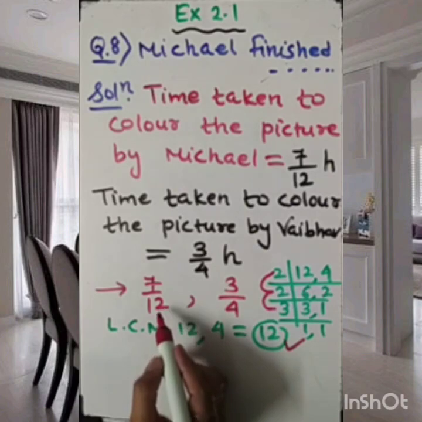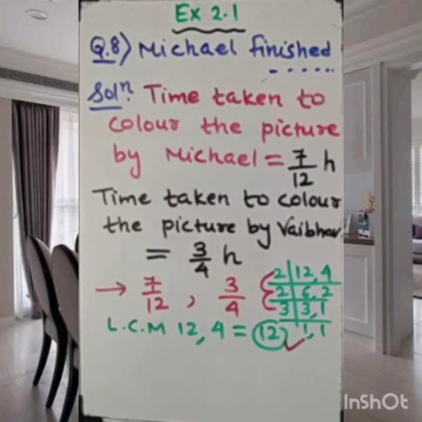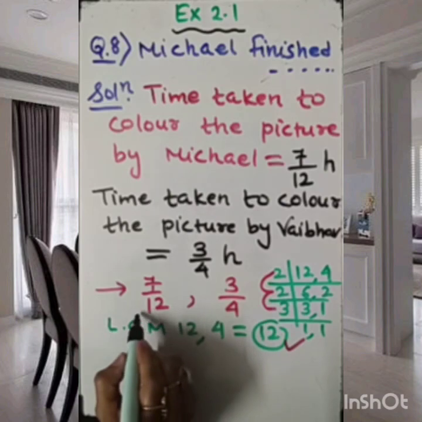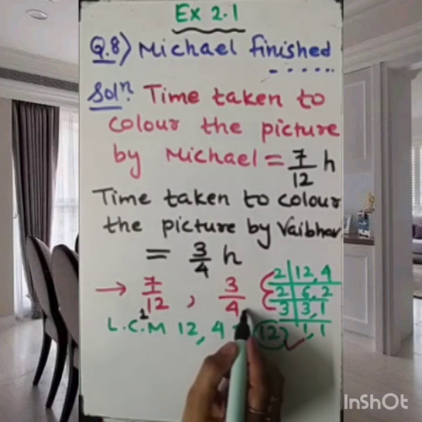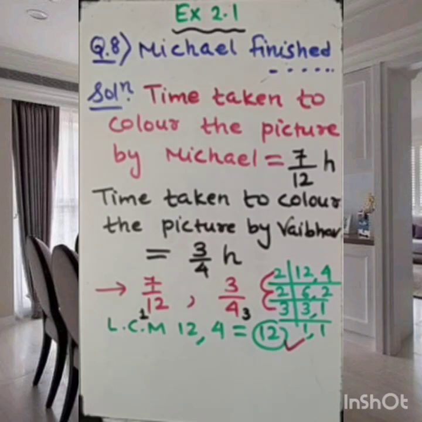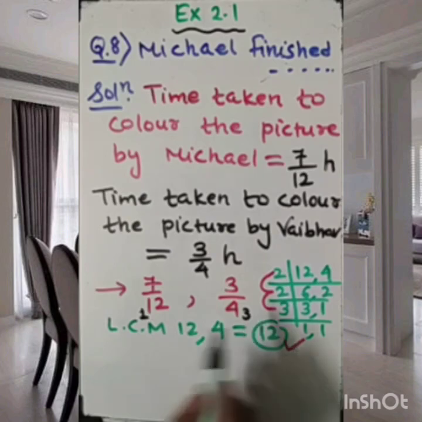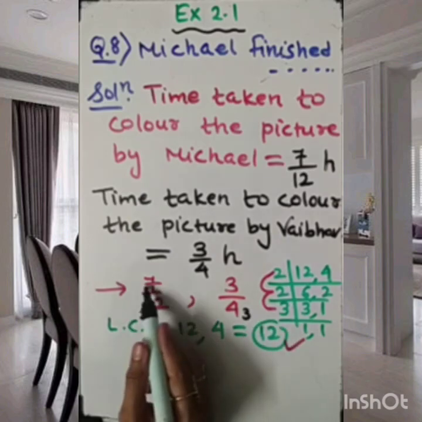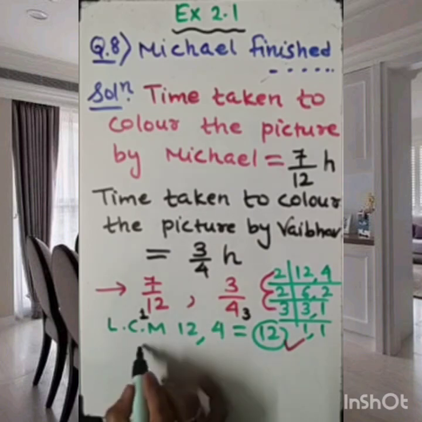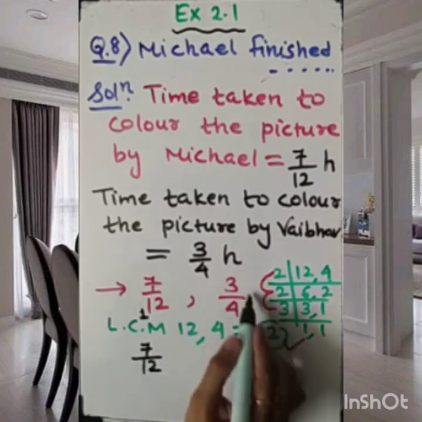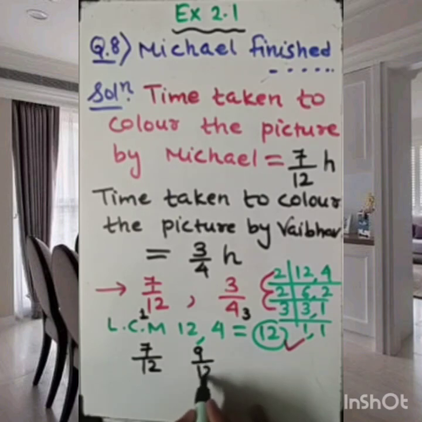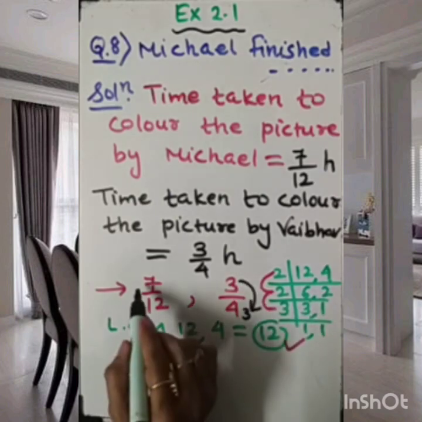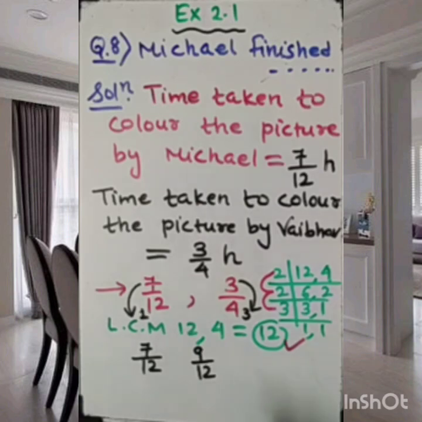Now here you can see 12 is already there, so I multiply this fraction with 1 and this 4 will be multiplied by 3. For your better understanding, I am mentioning it in small writing: whatever number I have written, with the same number you need to multiply the numerator. 7 times 1 is 7, 3 times 3 is 9, and 4 times 3 is 12. So multiply the numerator with the same number. Now these are the like fractions: 7 by 12 and 9 by 12.